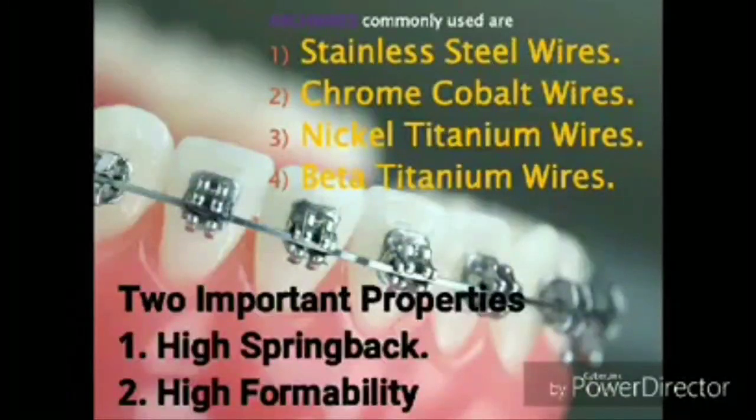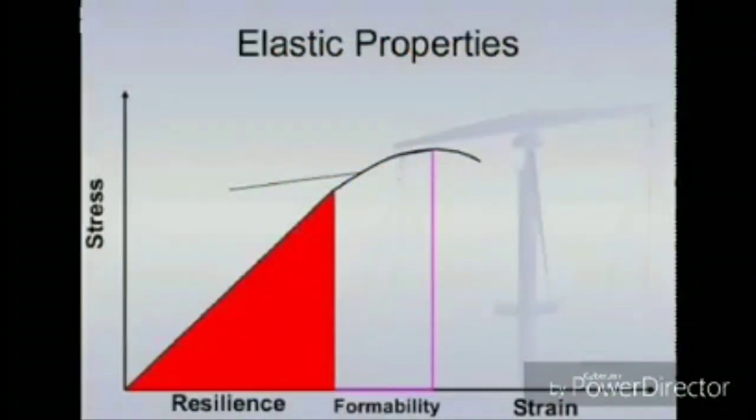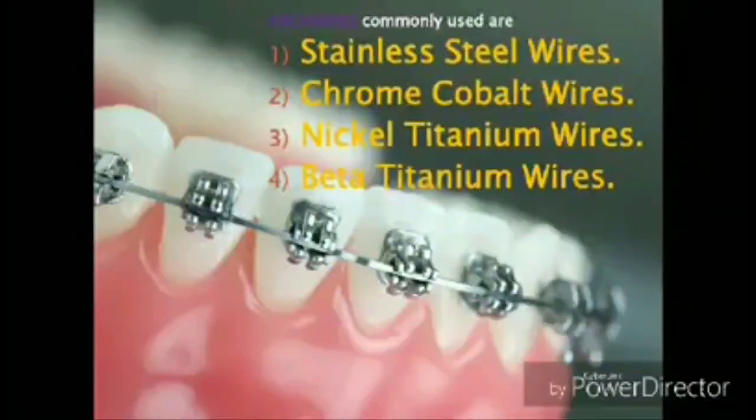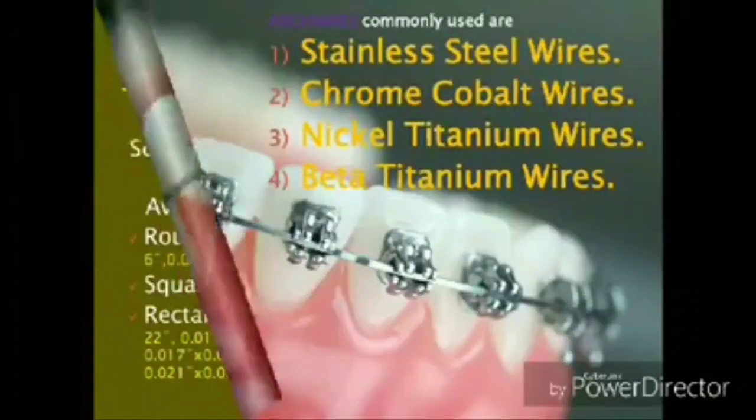Secondly, the wire should have high formability. That is, it should have the capability of being easily shaped, bent, or transformed into complicated configurations like loops and helices without getting fractured.